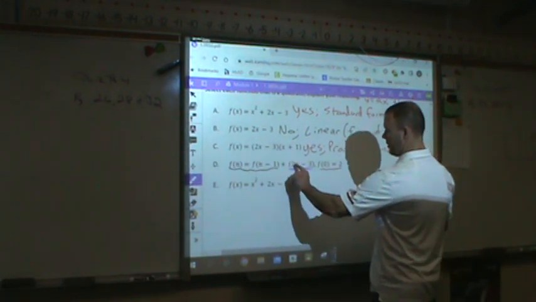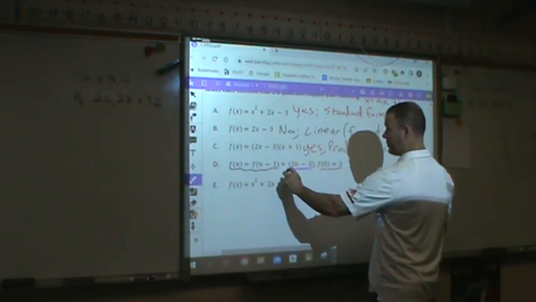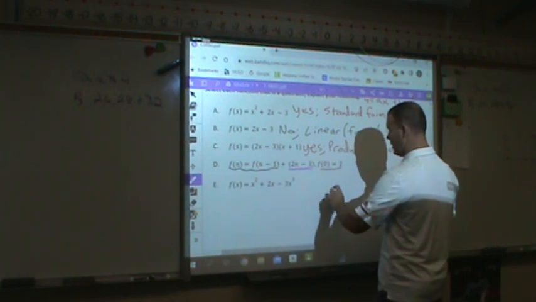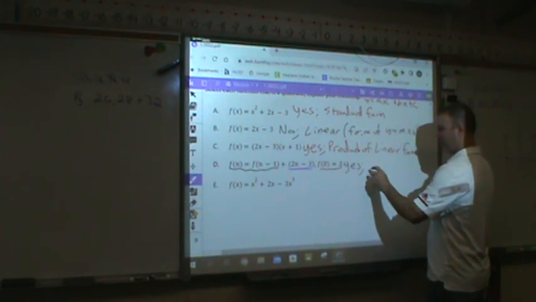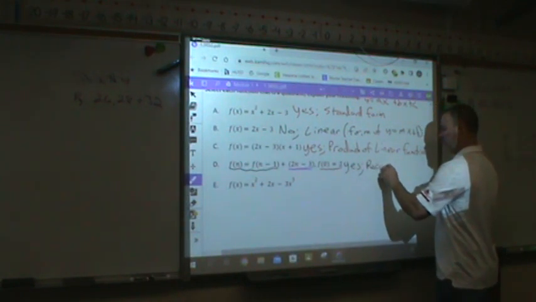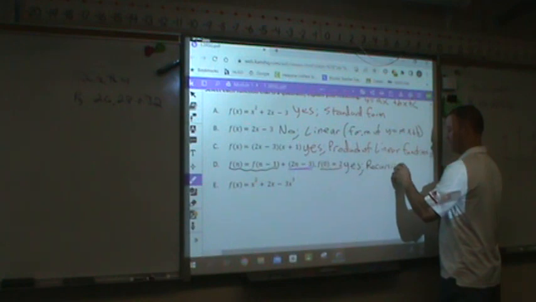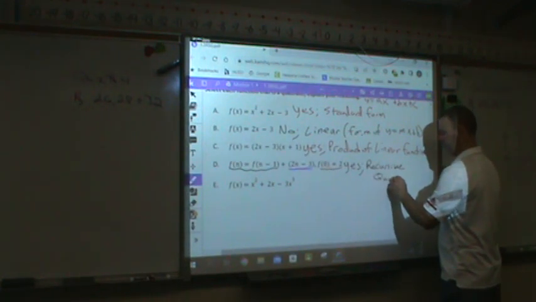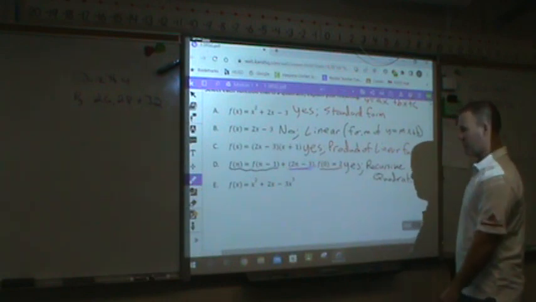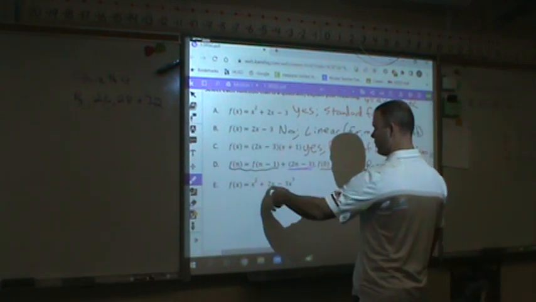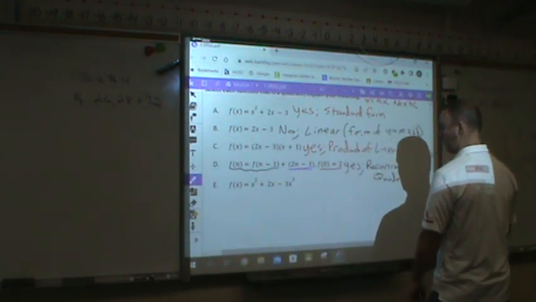If it's linear, it's plus a number. If it's exponential, it's times a number. If it's plus mx plus b, then it's quadratic. So the answer to this is yes, right? And it's recursive. So there's recursive quadratic.